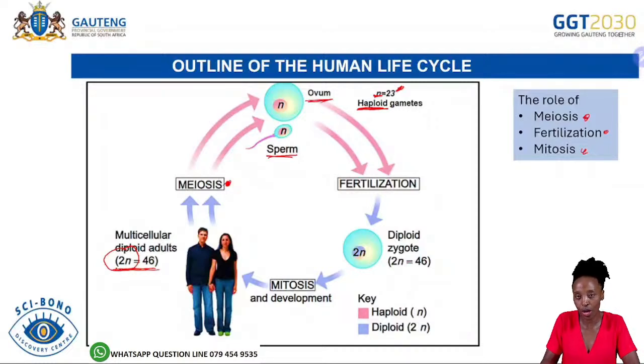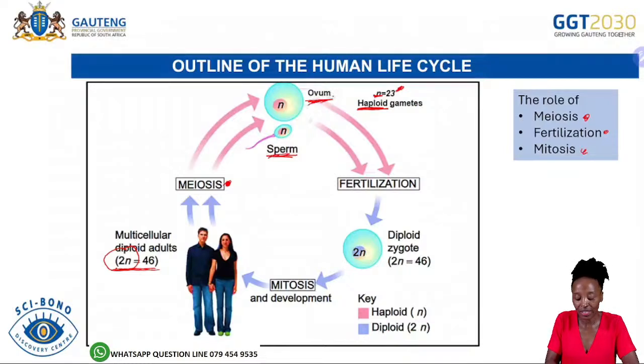So when these are produced, they are produced by a process called meiosis. So the role of meiosis in the human life cycle is, one, for the formation of the gametes, which is the sperm and the what? And the ovum. Two, it is to make sure that the number is what? Is halved, or to maintain the chromosome number in this species, which is the human.